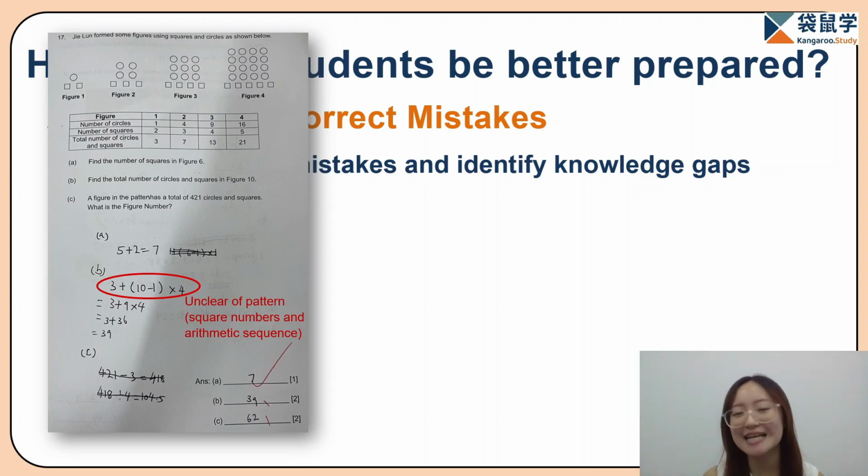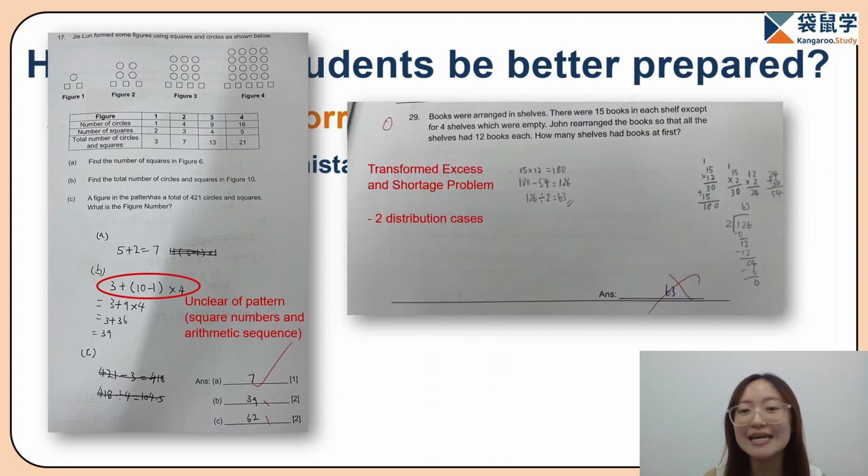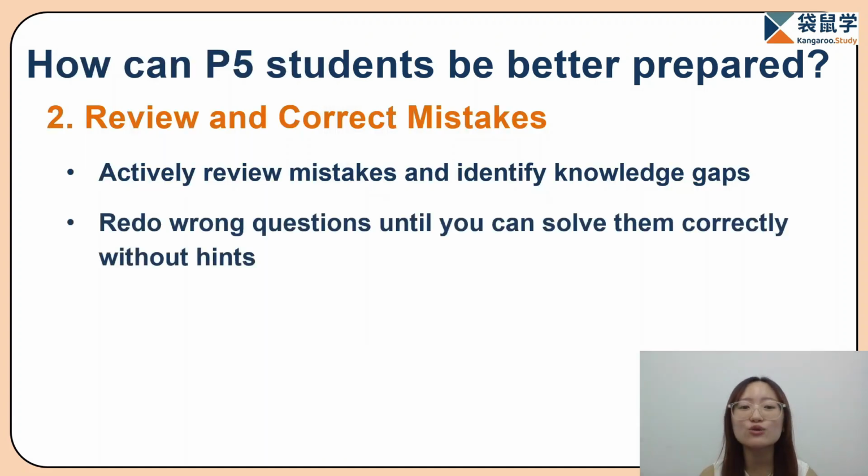So another example over here is that students are unfamiliar with this kind of question. This is actually a transform, excess, and shortage problem. We can see that this student did not manage to get the question correct due to a lack of knowledge and exposure to the question. So it is very important for students to redo the wrong questions until you are able to solve them correctly by yourselves without any hints.